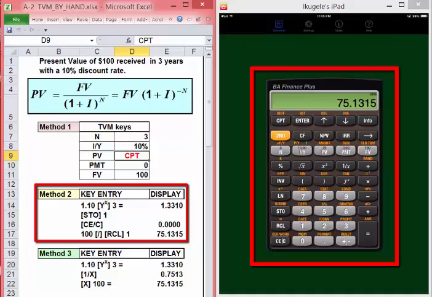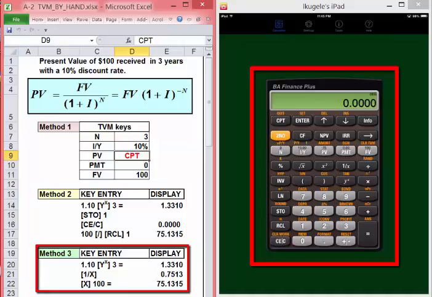And there's my answer. My third method is going to use Y to the X again. Same thing, 1.1 Y to the X 3. But this time I'm just going to flip it over. I'm going to use the inversion key and multiply times the 100.